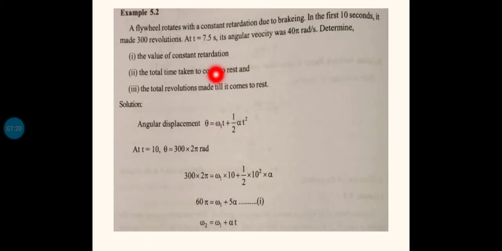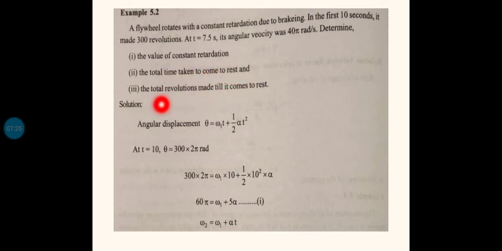So on substituting, we have omega equal to omega 0 plus alpha t. In this omega is known, omega 0 is known, alpha is known, time we don't know. So we can find out how much time is required to come to rest. On solving this equation we will get t equal to 12.5 second. So starting from 0 second, after 12.5 second it will come to rest. That was the second answer, the total time taken to come to rest, 12.5 second.